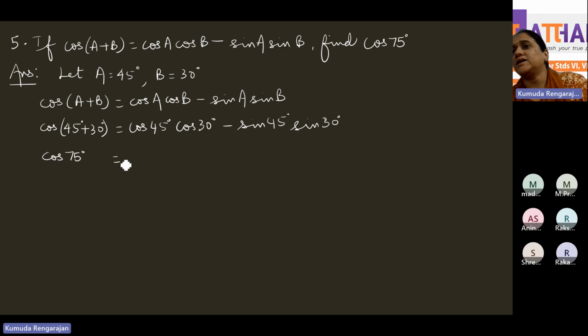You have to use standard angles because only those values you know. Now 75 is also 60 plus 15. But we cannot find the values of sine 15, cos 15 because we learn only values of standard trigonometric angles. Otherwise, you can do it using 70 plus 5, 60 plus 15, whatever. But we have to use only 45 and 30.